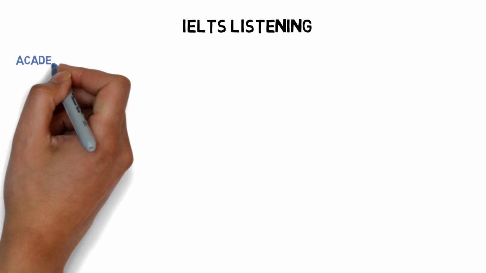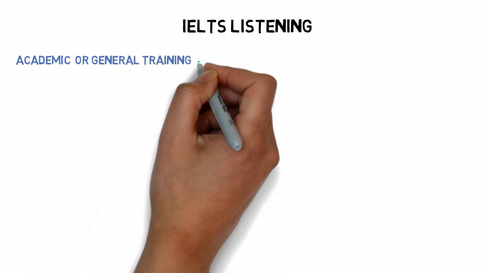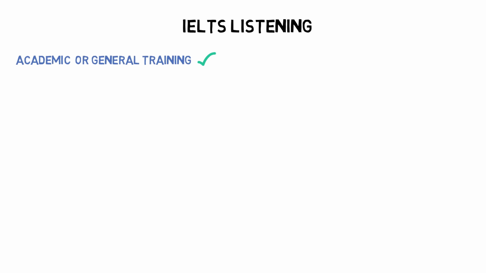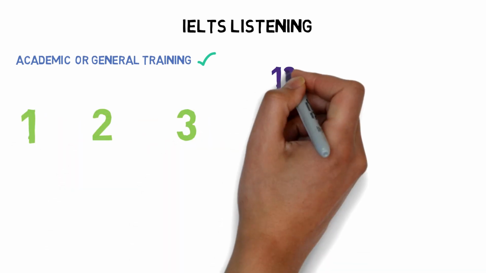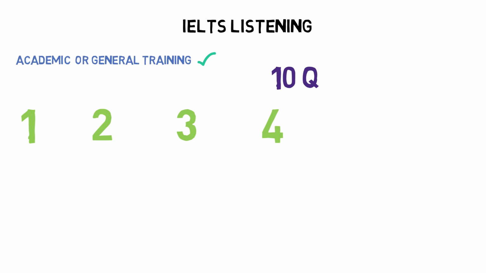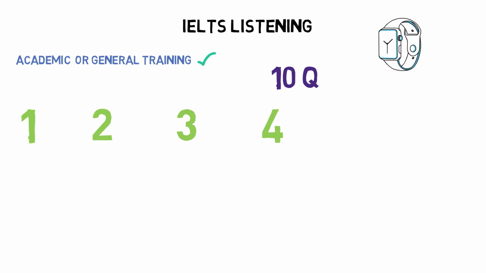Test format of IELTS Listening. If you are taking IELTS Academic or General Training, this format and scoring is the same for all. There are 4 sections with 10 questions in each section. It means there are a total of 40 questions in the Listening section and the duration is 30 minutes.